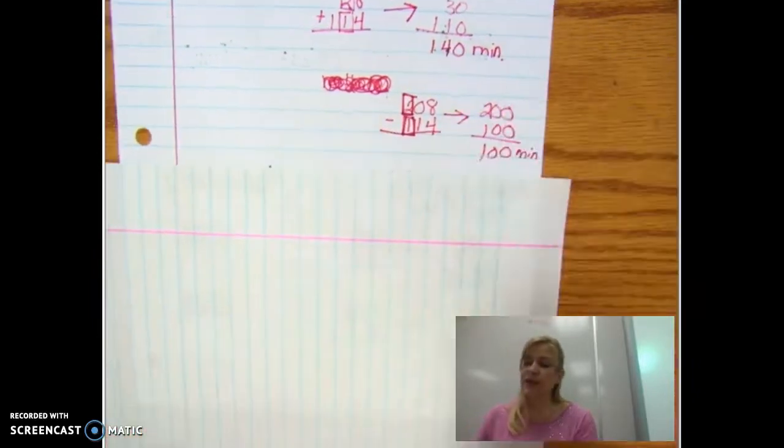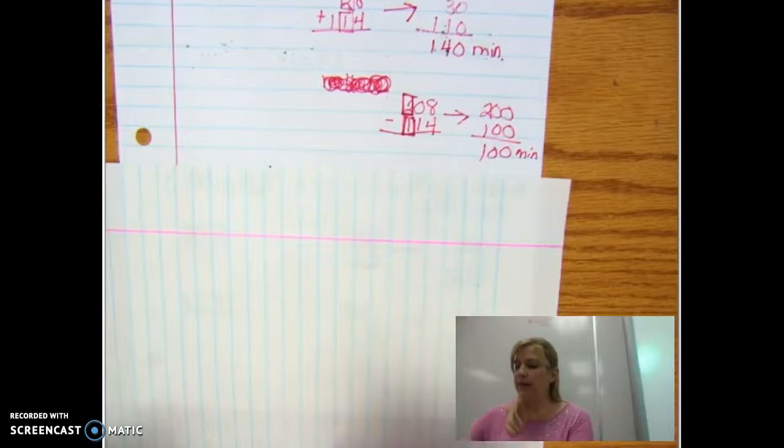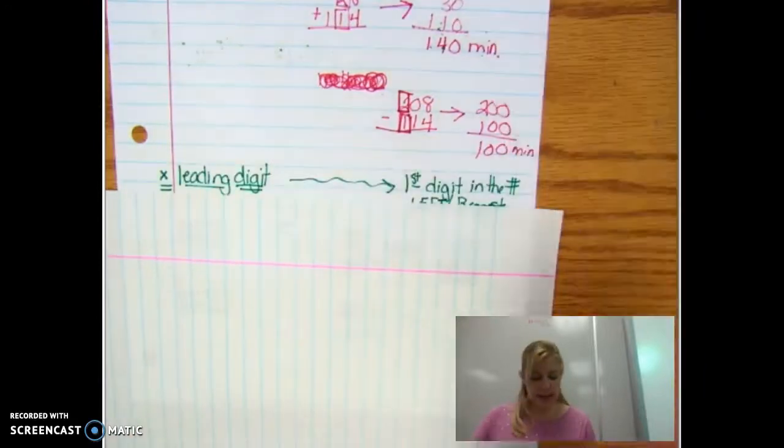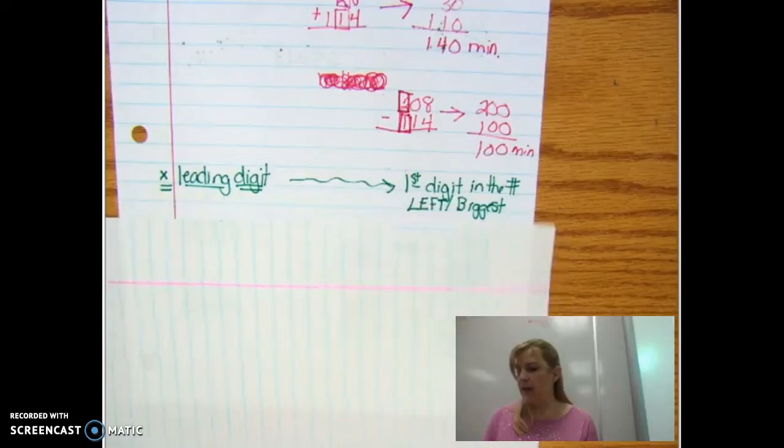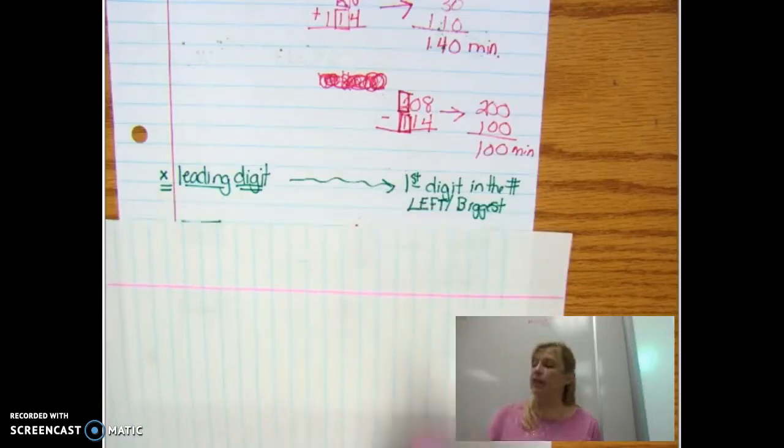This one is pretty self-explanatory, but I find that the other one, the leading digit, you should write that down and make sure you realize that it is the first digit in the number and it's on the left. It is the biggest place in that number. The very first digit at the left.